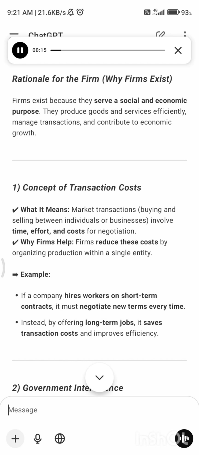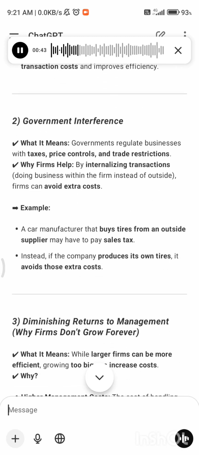1. Concept of transaction costs, what it means. Market transactions, buying and selling between individuals or businesses, involve time, effort, and costs for negotiation. Why firms help. Firms reduce these costs by organizing production within a single entity. Example, if a company hires workers on short-term contracts, it must negotiate new terms every time. Instead, by offering long-term jobs, it saves transaction costs and improves efficiency.